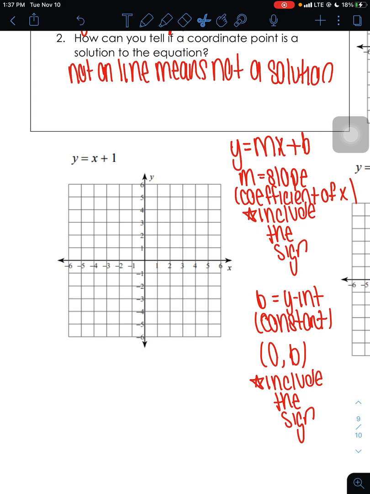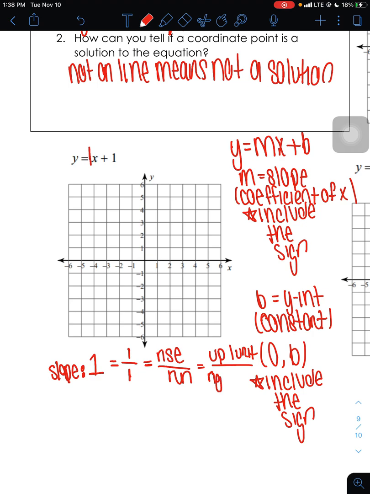So I know that my slope is just going to be the coefficient in front of x. Since I don't actually see a number in front of x, I know there's an understood 1 there. So my slope is going to be 1. And when I have a whole number like that, I can just write it over 1, because I know a number divided by 1 is just itself. Because this is going to help me see the rise over run, and that's what's going to help me graph. Because I'm going to go up 1 unit and to the right 1 unit.